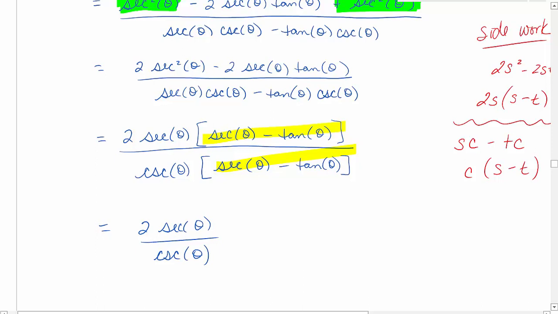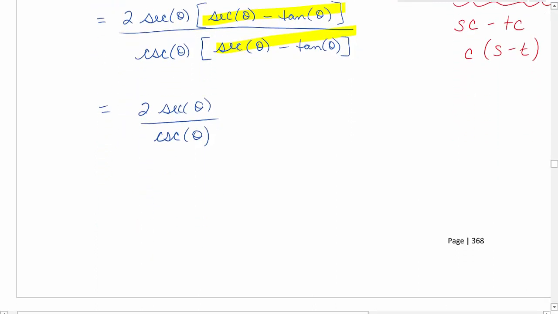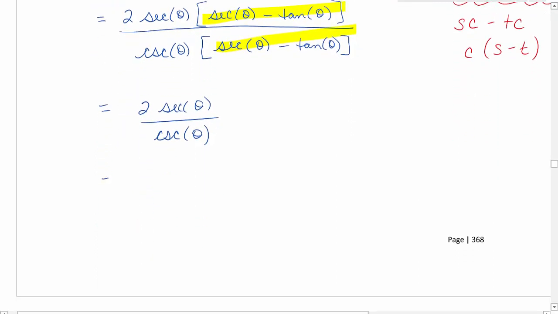Now remember what we're trying to get to. We're trying to get to 2 tangent. So right now that doesn't look exactly like tangent. So I'm going to rewrite this in terms of sine and cosine, and see if this will simplify to be sine over cosine, because for tangent I need sine over cosine, and I already got the 2. So I'm just going to leave the 2 out in front and then deal with this secant over cosecant. So secant is 1 over cosine, and cosecant is 1 over sine.